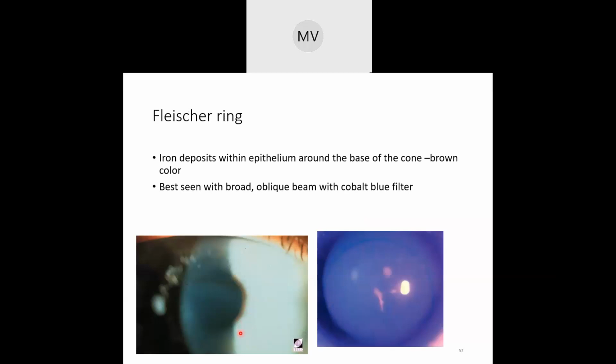Then Fleischer's ring: iron deposits within the epithelium around the base of the cone, which is observed in brown color, best seen with a broad oblique beam with cobalt blue filter. Over here in the white light too, we will be able to see a ringish segment. That ringish segment is basically the margin of the iris. Other than that, we'll be able to see a shadow which will be typically iron deposits on the base of the cone. And over here too, in the cobalt blue illumination, it is much more prominently seen.